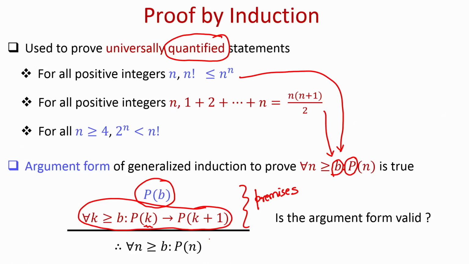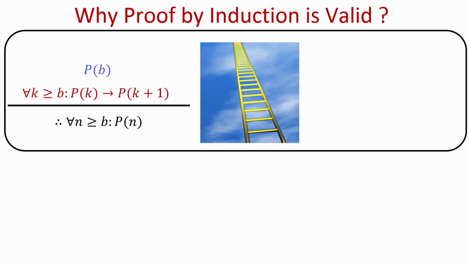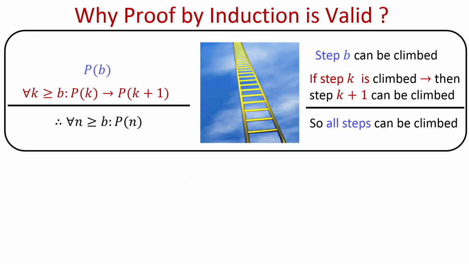Now the question is: is this argument form valid? Because that is what we typically do in proof by induction. These are the two things which you prove. You prove what we call the base case, and then we prove the inductive step, and based on that we conclude that the property P is true for all n greater than or equal to B. So, is this a valid proof mechanism? To understand why proof by induction is a valid proof mechanism, let me give you an analogy.